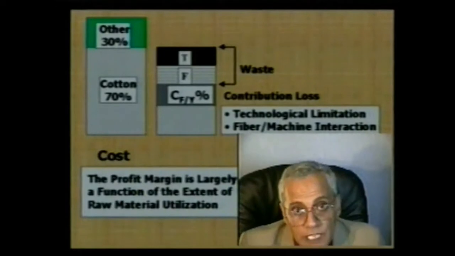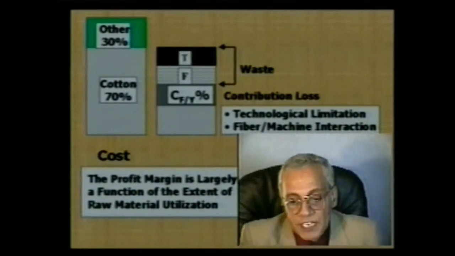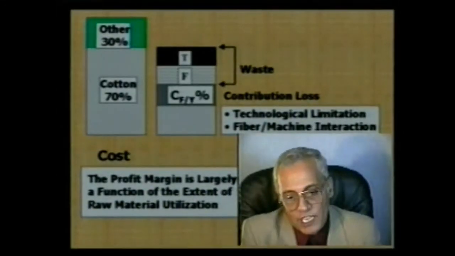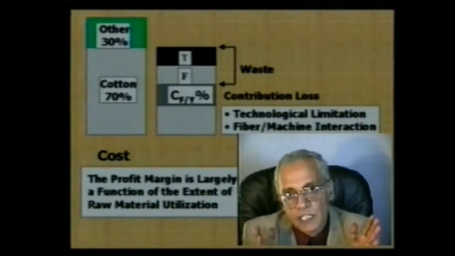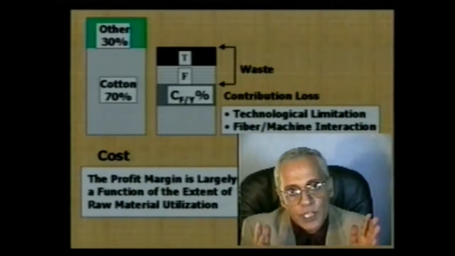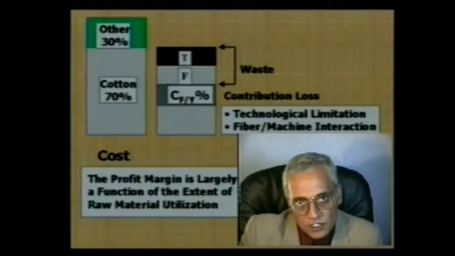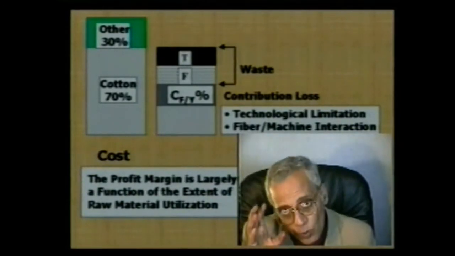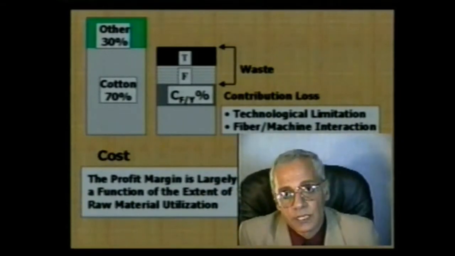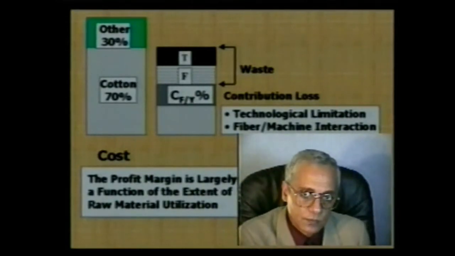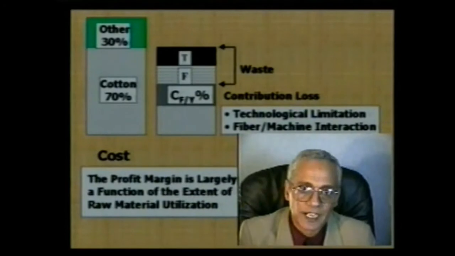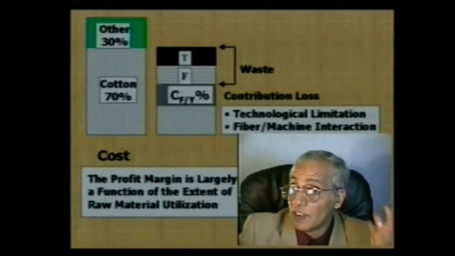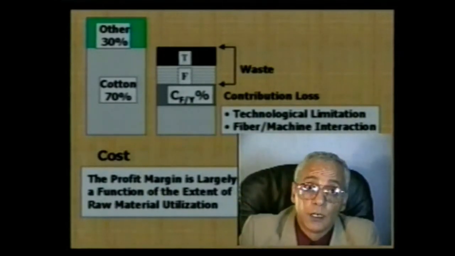The profit margin is largely a function of the extent of raw material utilization. The price of raw material for a given product falls within a narrow range. So the key issue here is, given a certain price of raw material, which is just one factor, a major factor but only one factor of our overall cost of raw material, can we seek other factors that are cost added and reduce these factors so that we can benefit the most from the raw material that we buy, so that we can convert the value of raw material to a value of yarn.